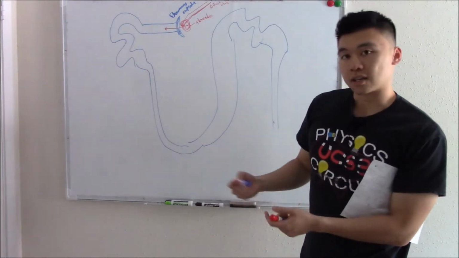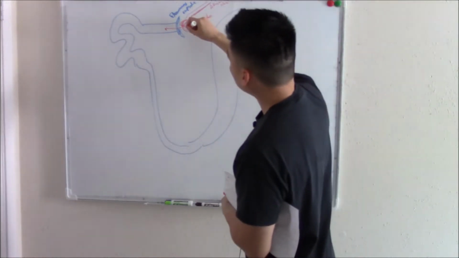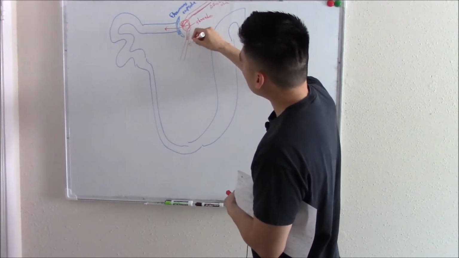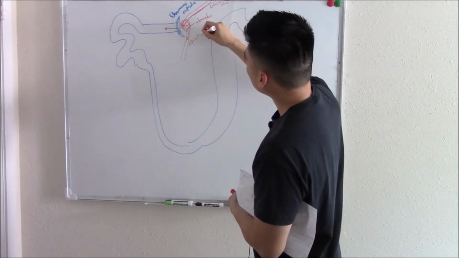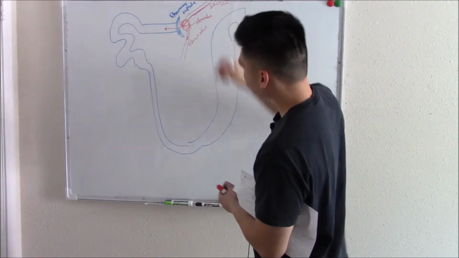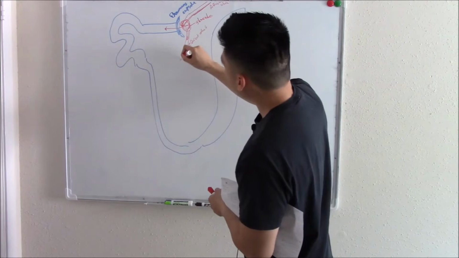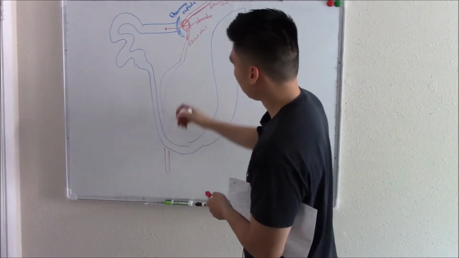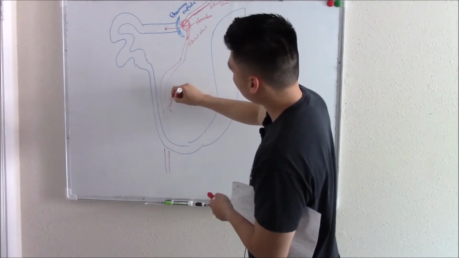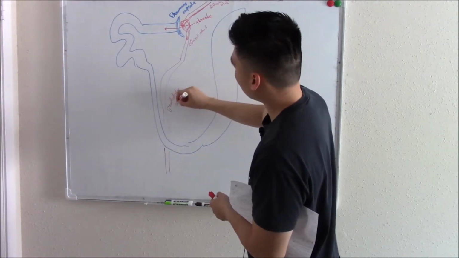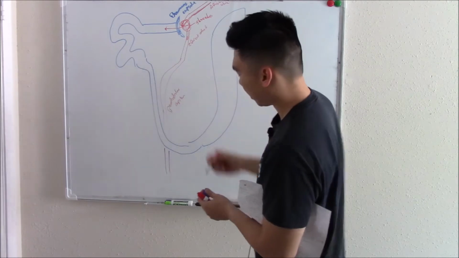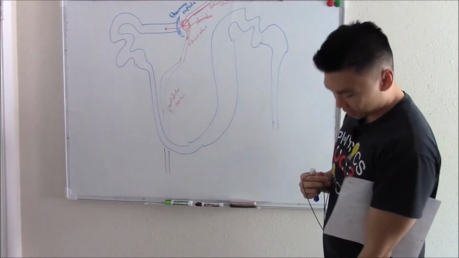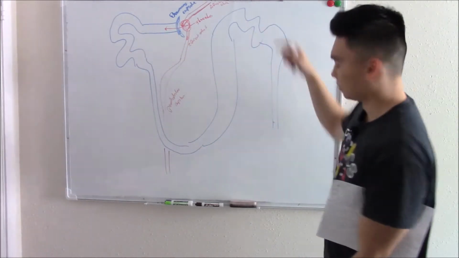And any fluid that's not going through the Bowman's capsule will leave via the efferent arteriole. And the efferent arteriole will eventually become something called the peritubular capillary. Peri means near, tubular means tube. So this is a capillary near our tube.